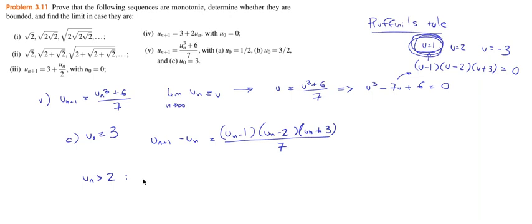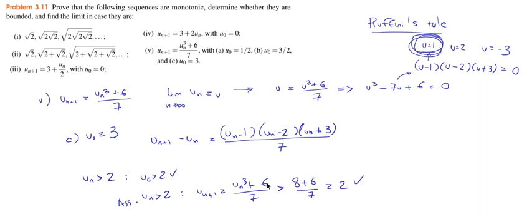We can prove that u sub n is greater than 2 for all n. It's easy to prove. So assume u sub 0 is greater than 2, and assuming u sub n is greater than 2, then u sub n plus 1 is again u sub n cubed plus 6 over 7. This is greater than 8 plus 6 over 7 equals 2. So the sequence is greater than 2. In this case, u sub n minus 1 is positive, u sub n minus 2 is positive, and u sub n minus 3 is positive. So the sequence is increasing.